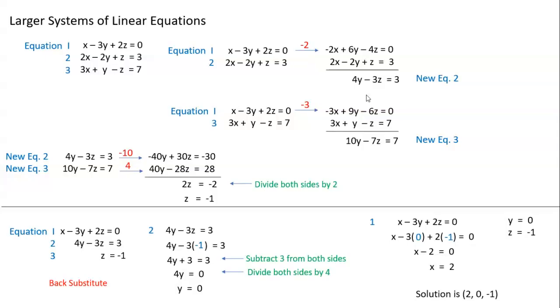We have to make sure that we put them in order. Okay, it's always x, y, and z. Sometimes you'll have 4, and it would be x, y, z, and w. Those are the common variables that we use for systems or larger systems of equations.